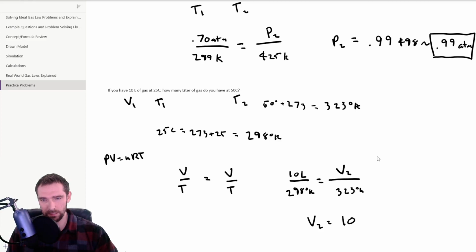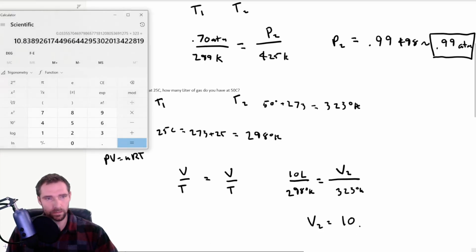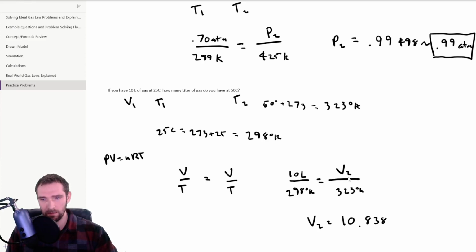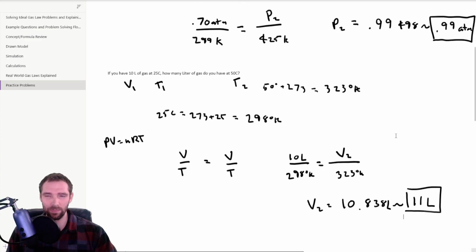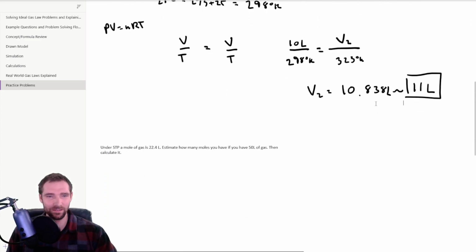So V2 is equal to 10 point, what is that, 83, which we can estimate as, actually we can only give 2 sig figs, so this is only going to be 11 liters. It's in liters because the Kelvin's canceled out. Okay, so we got that. It did change the volume, but barely in a significant way.